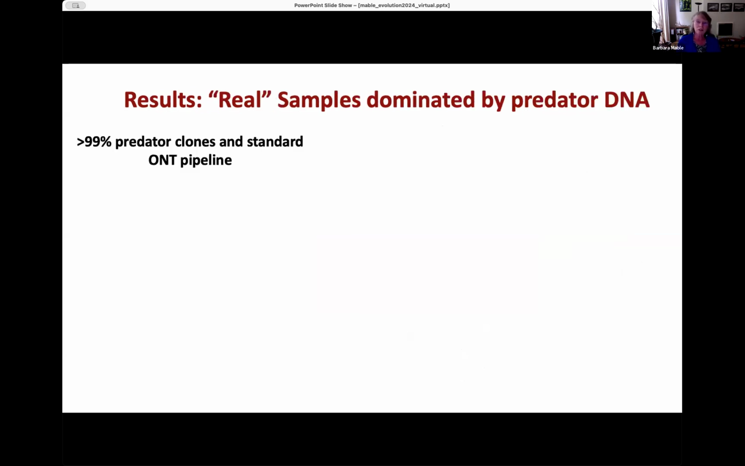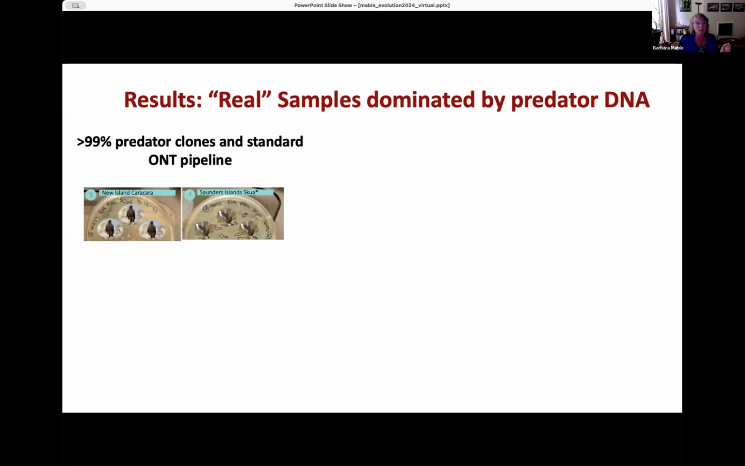So when we looked at the real samples, they were dominated by the predator DNA. So we know that the primers amplify using the predator DNA. And when we cloned them, we only found the predators. And using the standard pipeline, which was an AmpliSeq approach, where we were taking contigs and blasting them, we only found the predators, but we decided to search through the garbage bin.